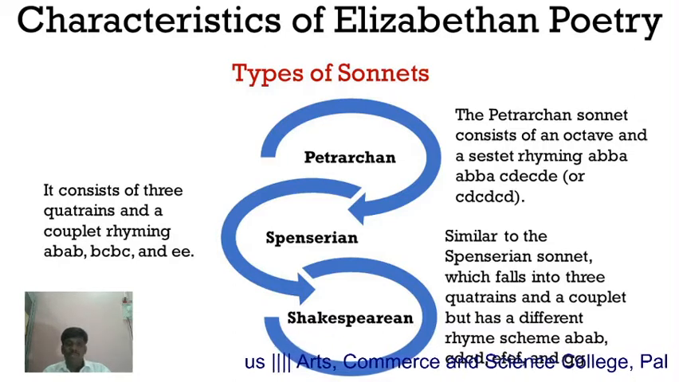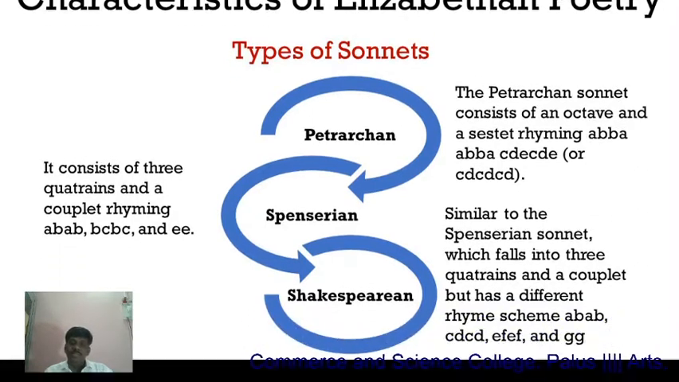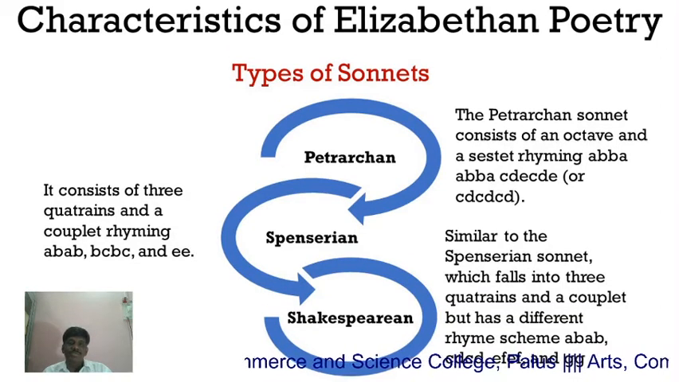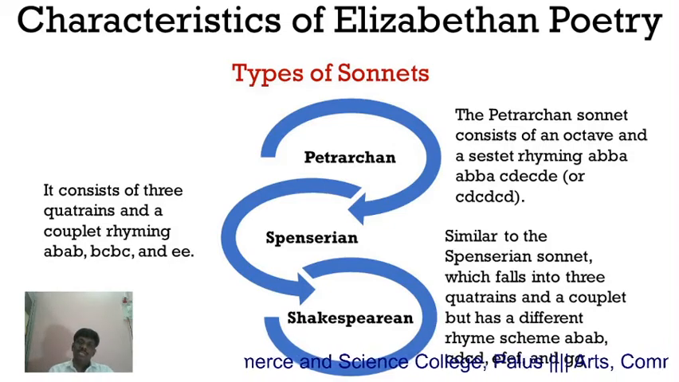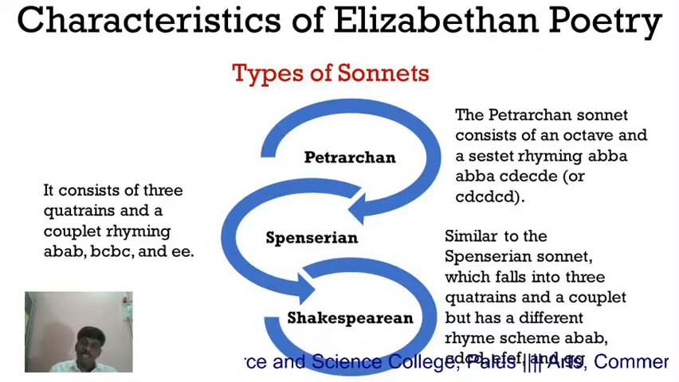Then the Shakespearean sonnet, which is also known as the English sonnet, is similar to the Spenserian sonnet, which follows three quatrains and a couplet, but has a different rhyme scheme. And what is it? ABAB CDCD EFEF and GG. So these are the characteristics of the Petrarchan sonnet and the English sonnet.